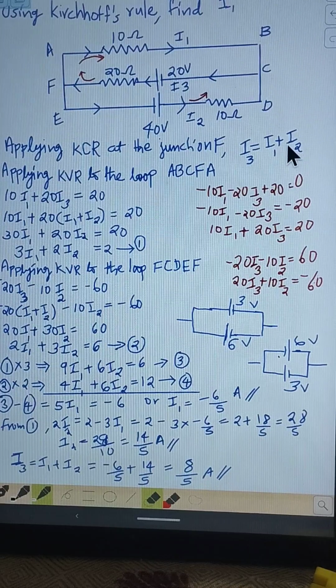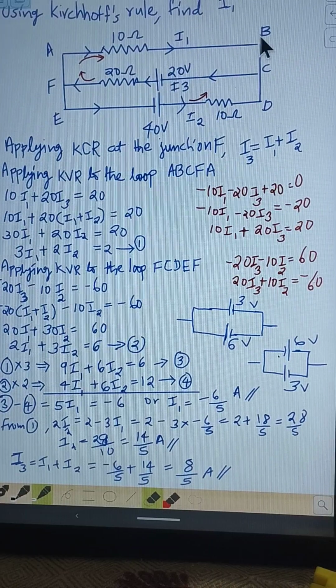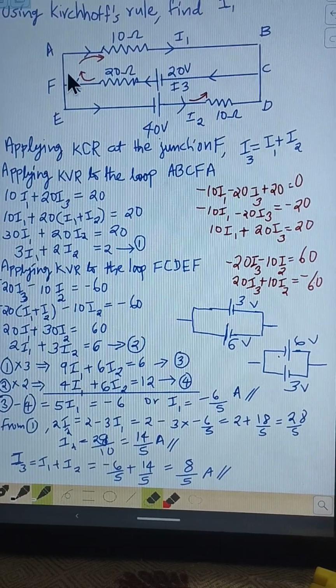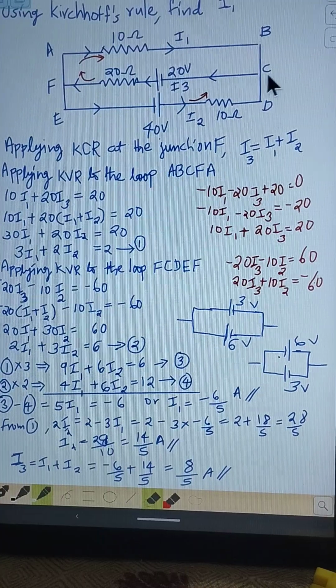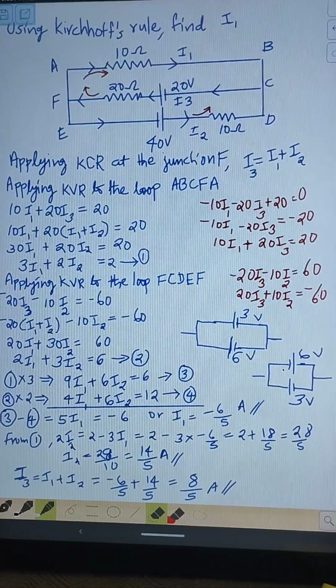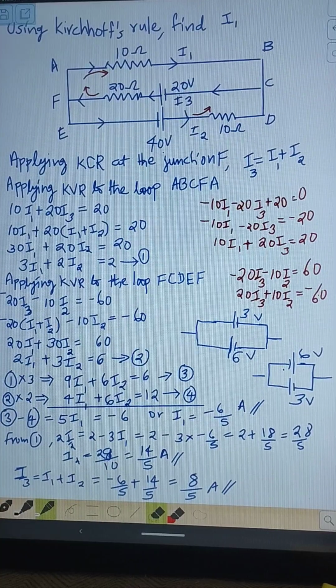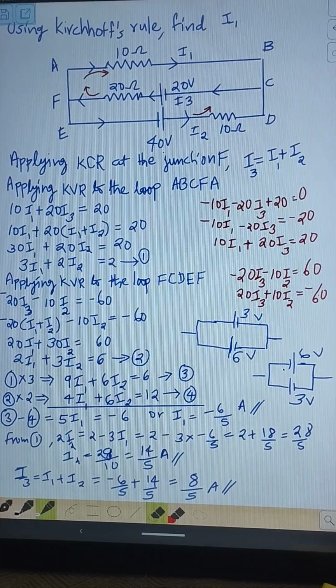Now let us consider Kirchhoff's voltage rule. This rule is applicable to any particular loop. Suppose we are considering a closed loop A, B, C, F, A. Consider this closed loop. According to Kirchhoff's voltage rule, the total potential in a closed loop should be equal to 0.